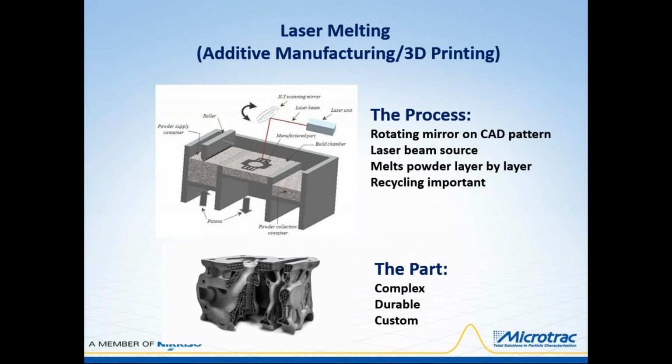The laser melting process is one of the many new manufacturing processes now called additive manufacturing, aka 3D printing. Only dry, highly spherical atomized powders are used as feed material to this process, including metal and ceramic powders, glass, and plastics. The process uses a rotating mirror, which, by following a CAD pattern, directs a laser beam onto the top powder layer, melting the powder layer on top of the previous layer of the part.